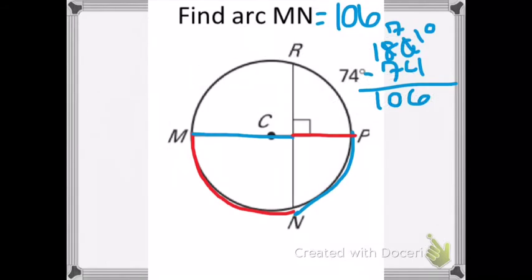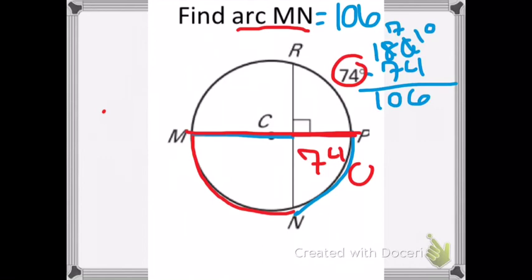Next. For my last problem, number 10, I had to find the arc of MM. So if you look, these two are the same. So right here would be 74. And this right here would be 180. So you would do 180 minus 74 equals 106. And that is the arc for MM.